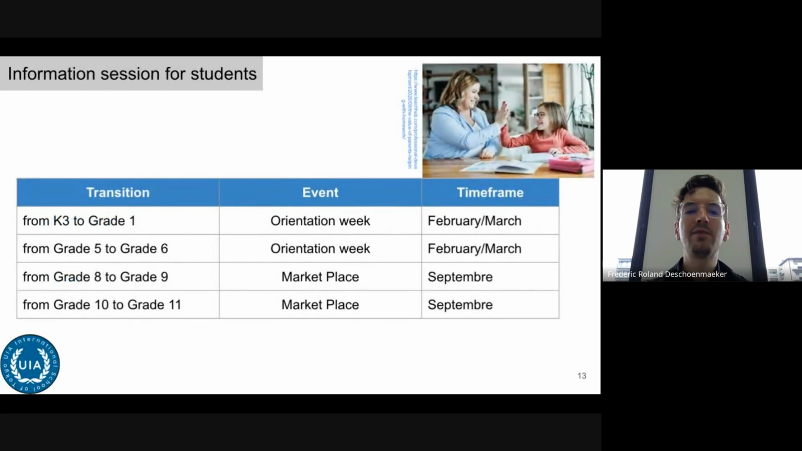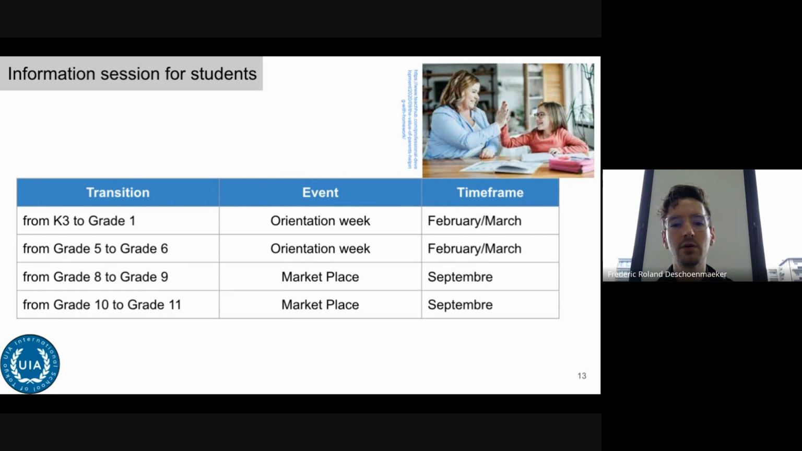Yes, then we have other sessions for students and parents. Actually, we have what we call the transition week. For example, the transition week for grade 3 to grade 1 happens in March, as well as for students moving from grade 5 to 6. And if I'm not mistaken, one day is dedicated to the students, and there is one day for the parents, usually on a Friday, where the respective heads address the crowd.